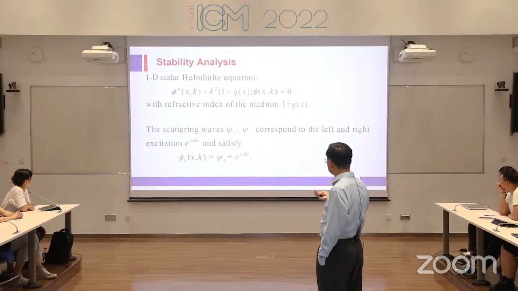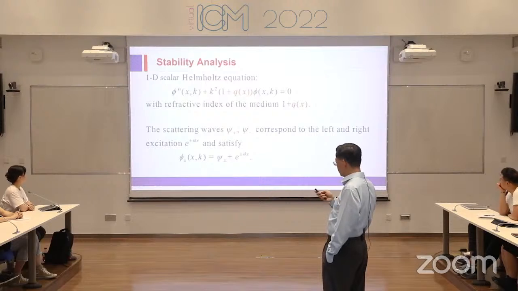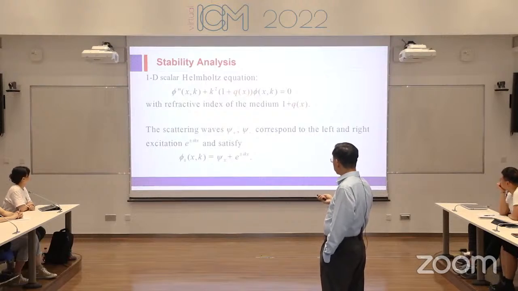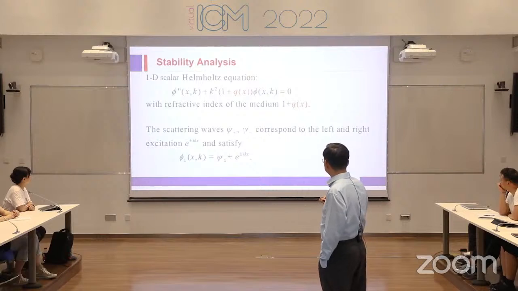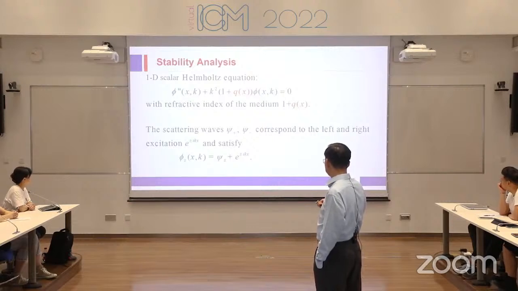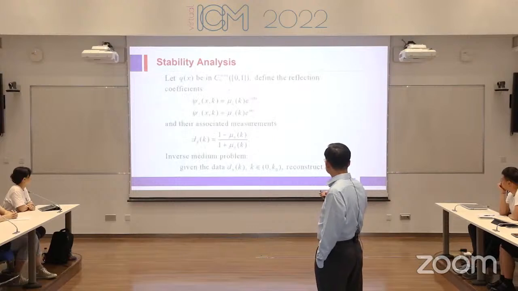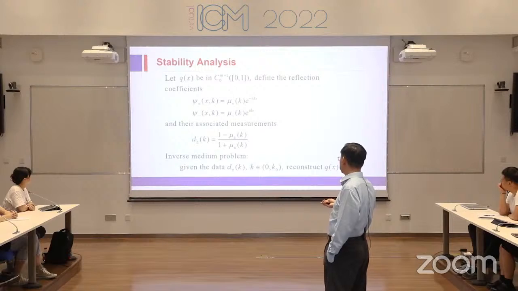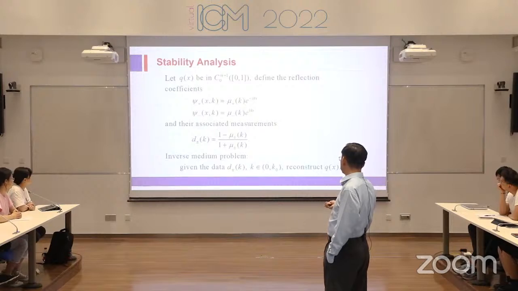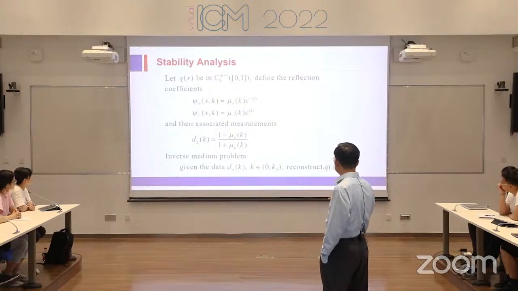So here's the one-dimensional case. We're trying to get the stability estimate when you have multiple frequency data. In the 1D case, this is the Helmholtz equation over a unit interval, so (0, 1). Again, this is the wave number and the medium. The scattering waves corresponding to the left and right excitations take the following form. So this is the incident field, and your data is your boundary measurement, displacement. And the inverse medium problem is to reconstruct the medium function Q(x) from this boundary data over an interval of frequency. Okay? So this is the inverse problem.